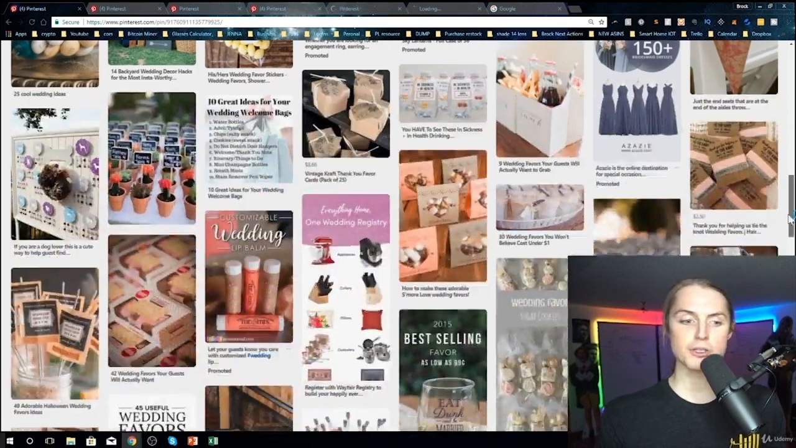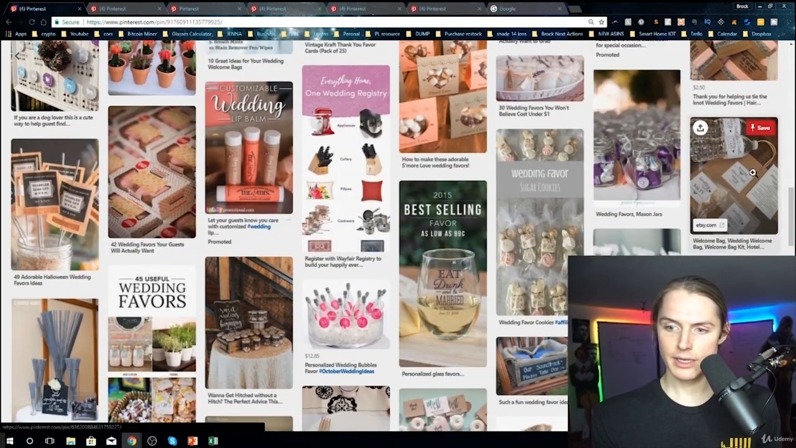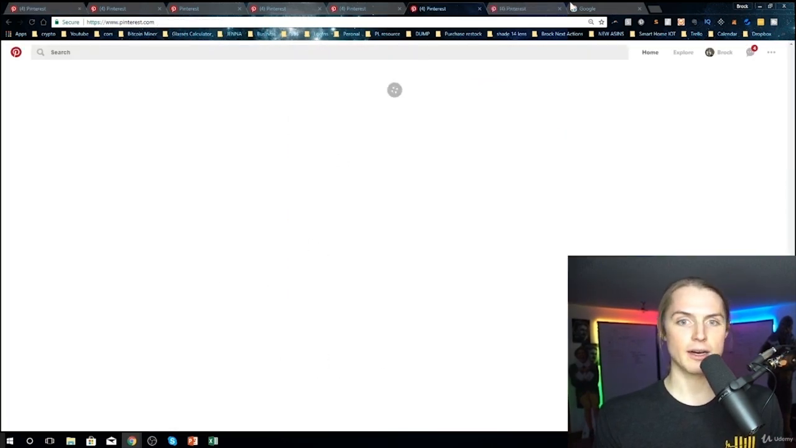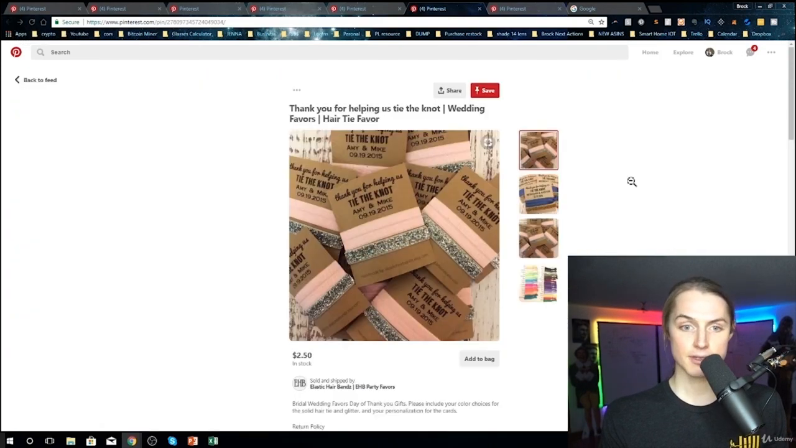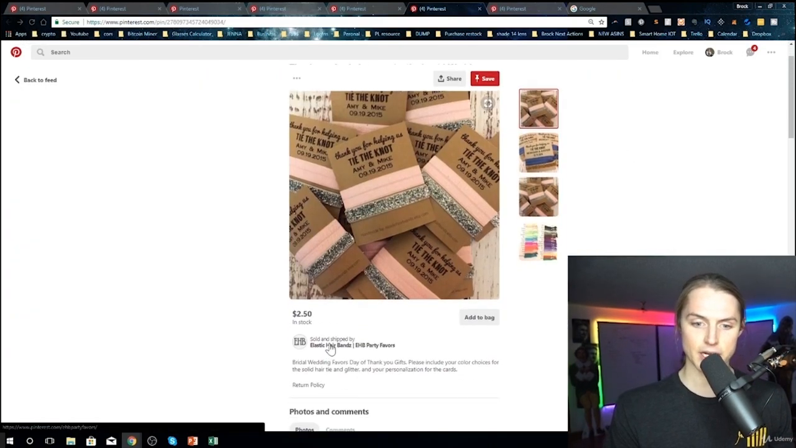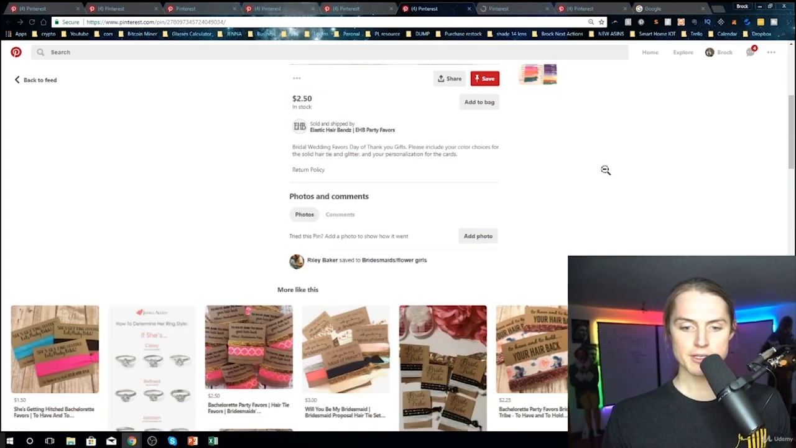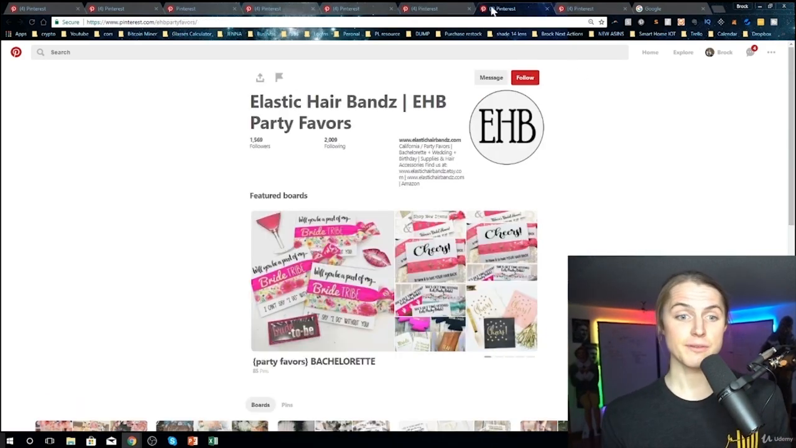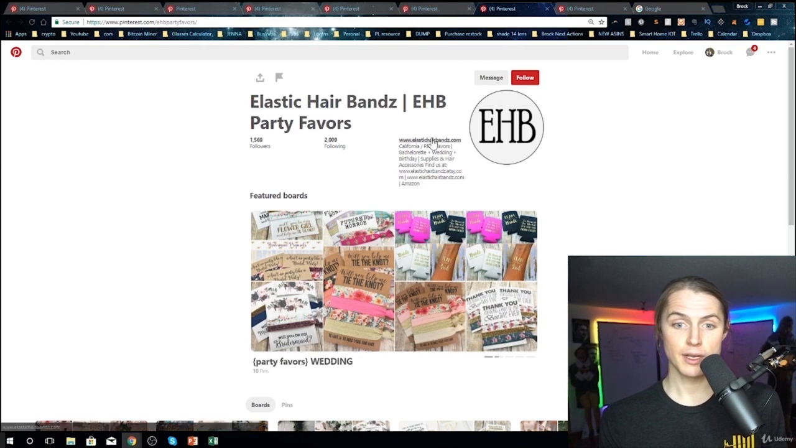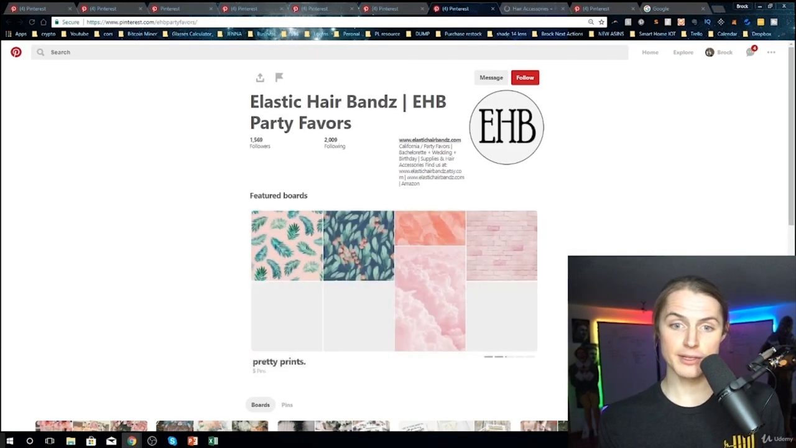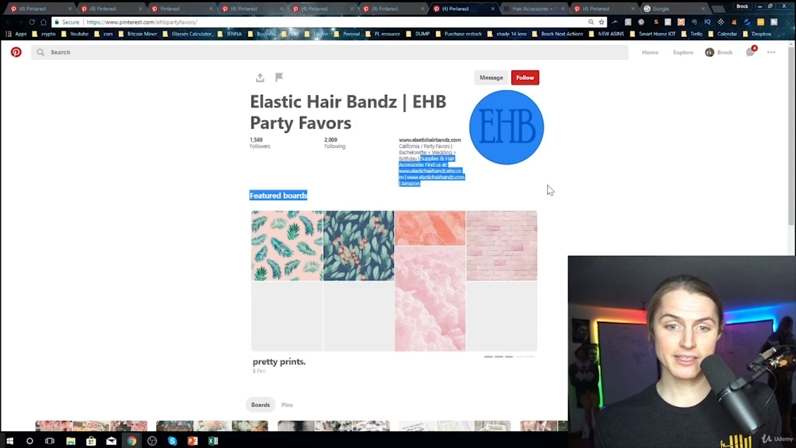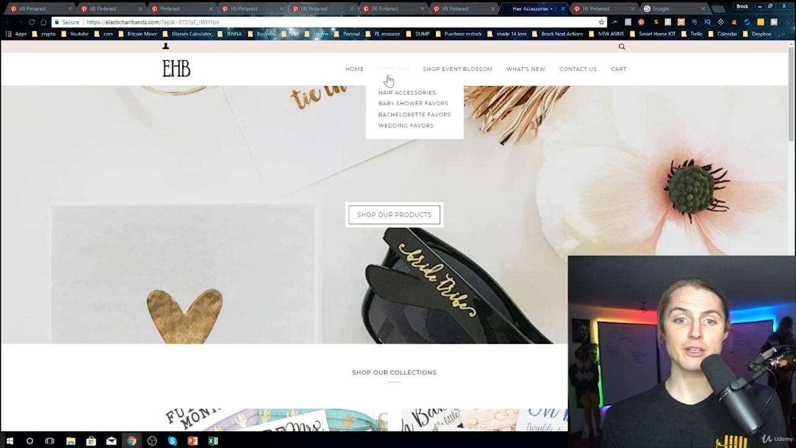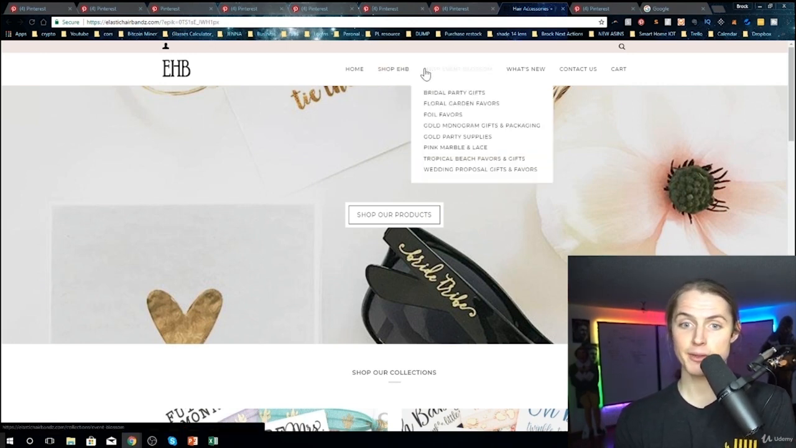So some of these are purchasable also. Oh, Etsy. Okay, so tie the knot. That seems like something for girls. Sold and shipped by Elastic Hair, EHB party favors. Okay, so now that's the thing. You want to find stuff from companies, all right? And once you find stuff from companies, let's go check out, so this is an entire one based on bachelorette and wedding supplies. All right, this is what I'm looking for. A company. Great.